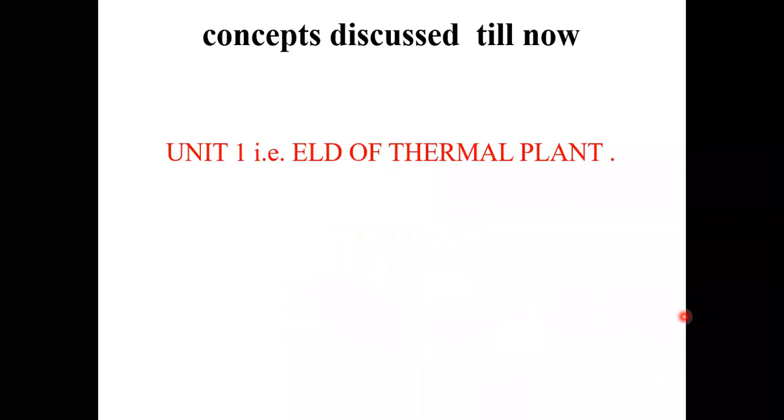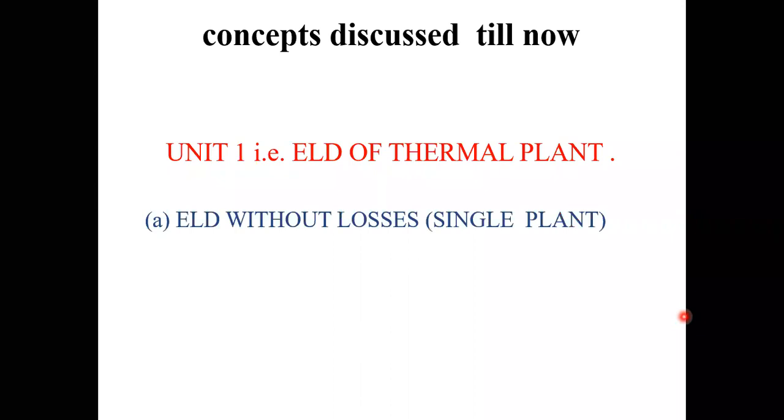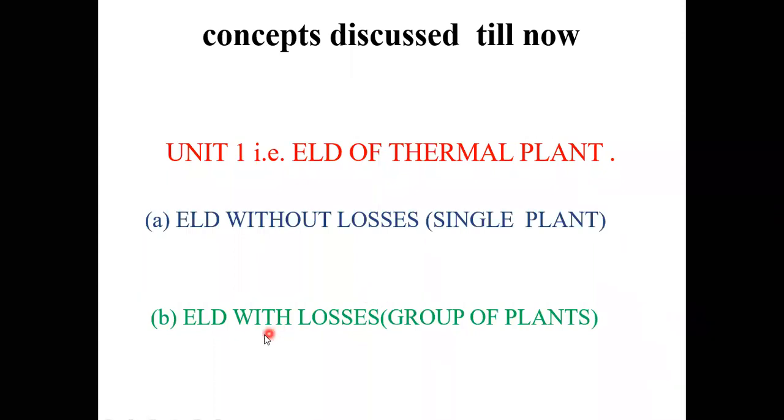So, till now, what we have seen is the first unit. It has mainly two components: ELD without losses by considering a single plant, and the second one is ELD with losses, that is a group of plants. In this, we have seen how power is optimally shared when we consider a single plant and similarly a group of plants. Now, today we are going to learn the second unit concepts.